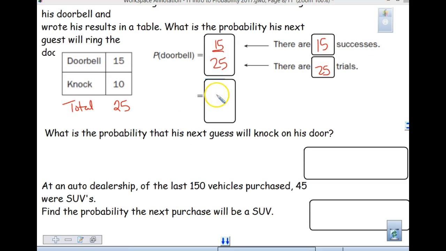which means our probability in simplest form is 5 goes into each, 3/5. If we are looking at that as a decimal, should be 0.6. And as a percent, please write down 60%. So it then says, what's the probability the next guest will knock? So I want you to write it this way. Probability that they will knock. I would like you to write it first and then simplify. Okay?